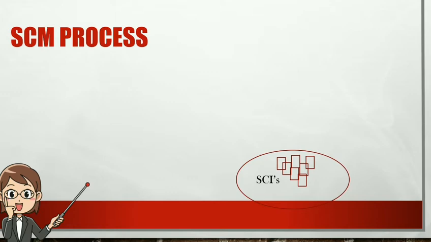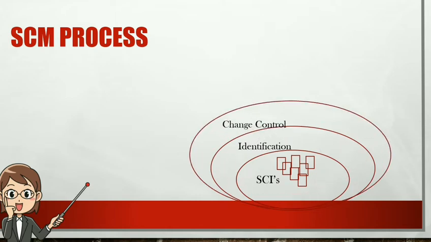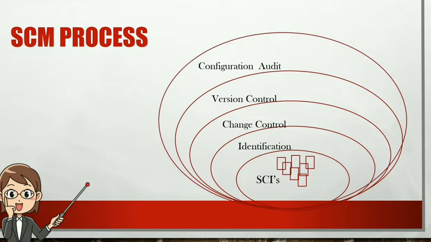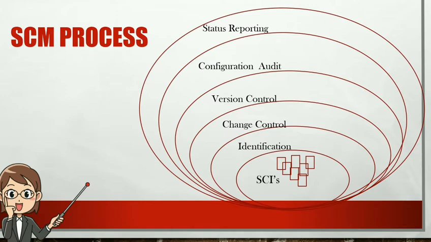First, identification of objects in software configuration management. To control and manage software configuration items, each should be separately named and then organized using an object-oriented approach. Next is change control. After that, the SCM process has the task of version control. After that, a configuration audit is performed, and lastly status reporting is carried out. So we will see each task in detail one by one.